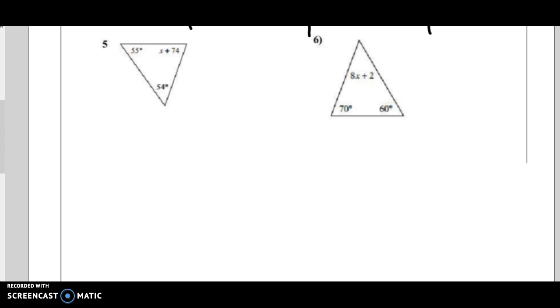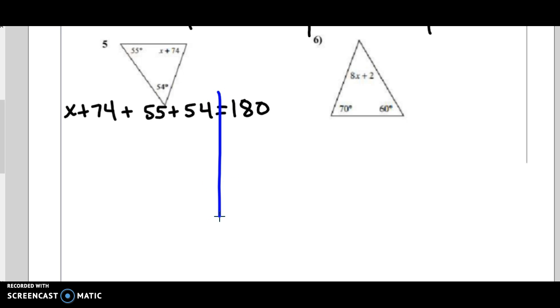It tells us that I have one angle that's 55 degrees, one that's 54, and then the third angle it just tells me is x plus 74. So now we can use that information to create an equation. x plus 74 plus 55 plus 54 have to all equal 180, because I'm talking about the interior angles of a triangle. Then all I have to do is combine my like terms and solve. So I can combine 74, 55, and 54. When I combine them, I get x plus 183 equals 180.